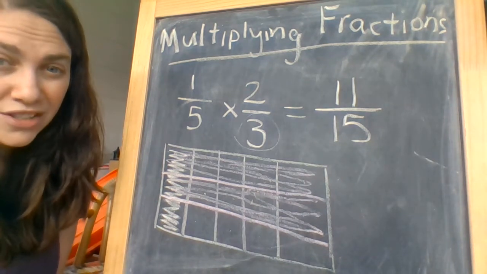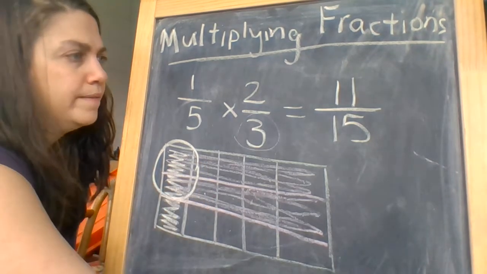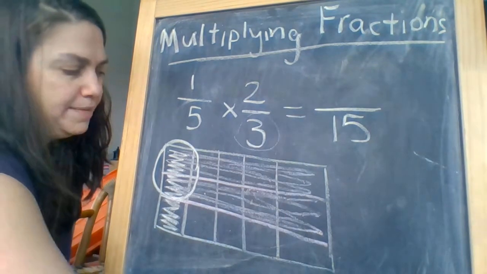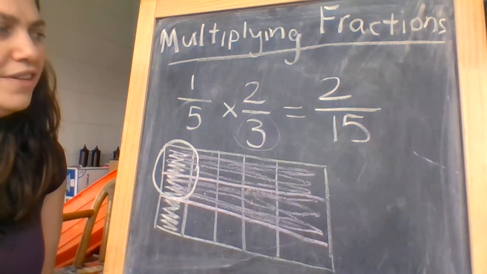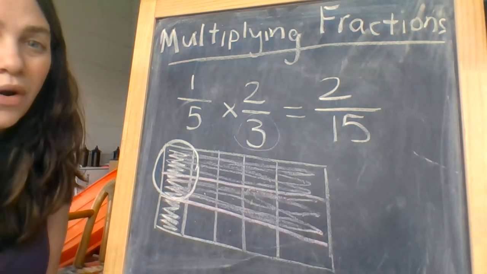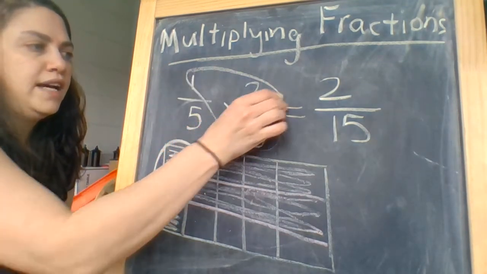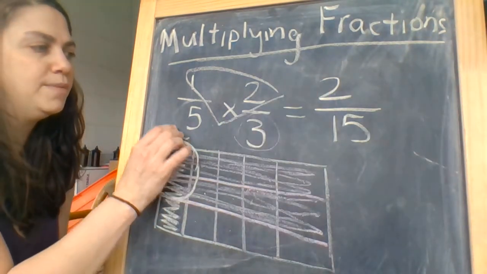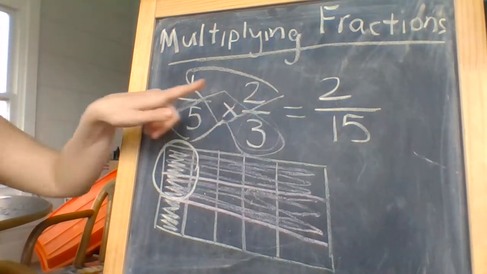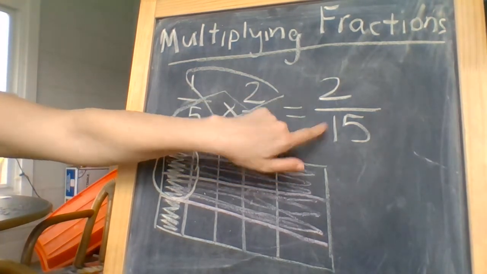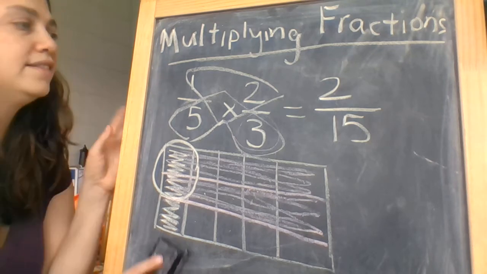Now, when we multiply fractions, we're just looking for the place that overlaps. How many are overlapped together? Just 2. 1/5 of 2/3 equals 2/15. Now if we look up here, I multiply 1 times 2, I'm going to get 2. Then multiply 5 times 3, I get 15. 1/5 times 2/3 equals 2/15. Let's erase. Let's do another one.